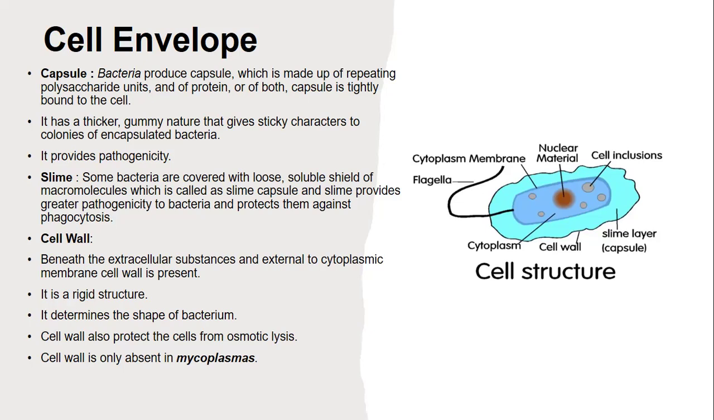The third is the cell wall. Beneath the extracellular substances and external to the cytoplasmic membrane, the cell wall is present, which is a rigid structure. It determines the shape of the bacterium. The cell wall also protects the cells from osmotic lysis. The cell wall is only absent in the mycoplasma. The mycoplasma are also a special kind of bacterium that has no cell walls.